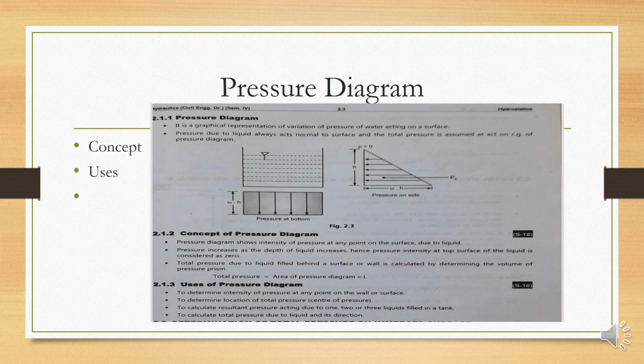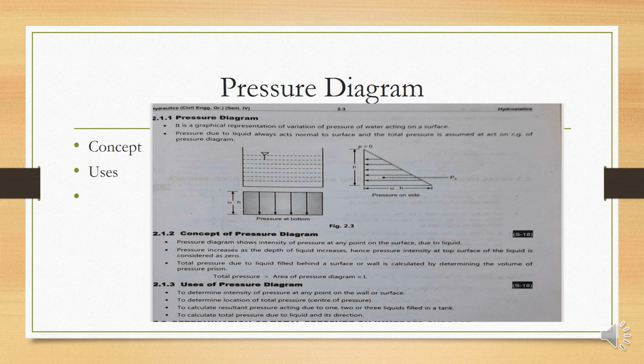Next topic is the pressure diagram. A pressure diagram is a graphical representation of the variation of pressure of water acting on a surface of a water tank. The right hand side image shows the representation of the pressure diagram. Pressure due to the liquid always acts normal to the surface, and the total pressure is assumed to act at the CG, that is the center of gravity, of the pressure diagram.